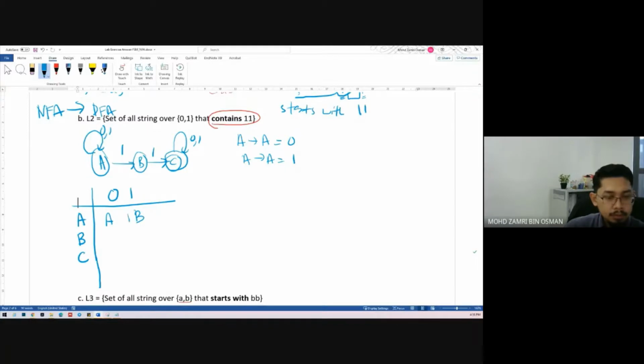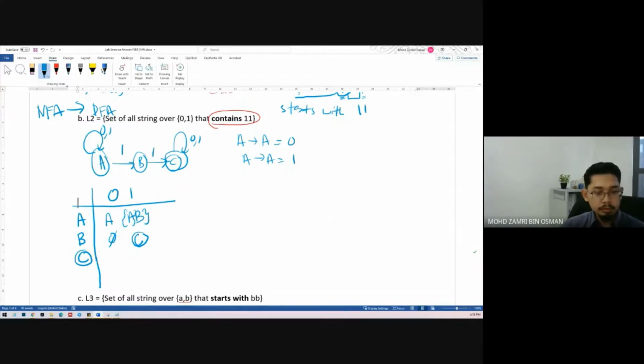So we must have another entry here that is a set of states. It's a set of states, not yet a union, because we haven't implemented the conversion to DFA. Now we look at B. Transition B to C is on 1, but we don't have any transition for input 0. The last state here is C, which we circled to mark it as a final state.